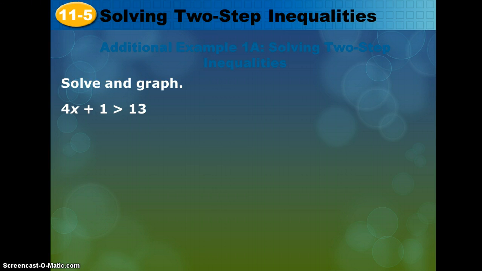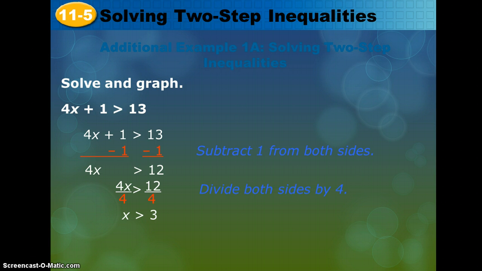So just like the equation 4x plus 1 equals 13, we would treat this really the same way. We would start by doing inverse operations to isolate the variable. So we will subtract 1 from both sides. Once we subtract 1, we are left with 4x is greater than 12. So now in order to completely isolate the variable, we would divide by 4, and we would get a solution: x is greater than 3.